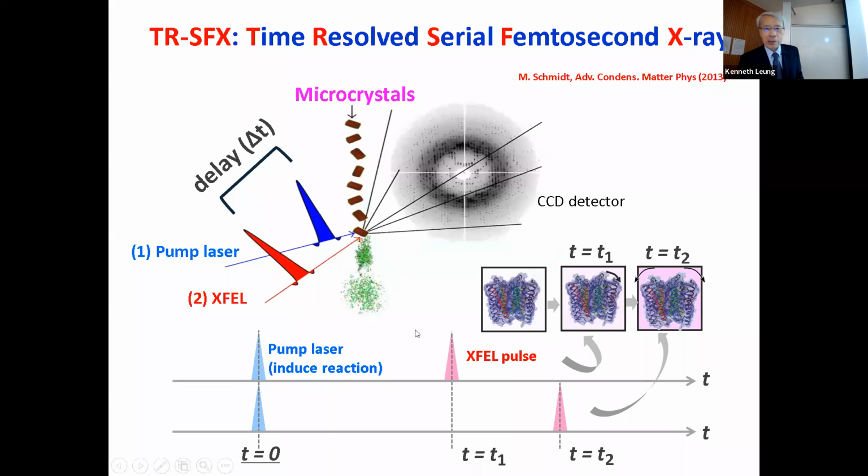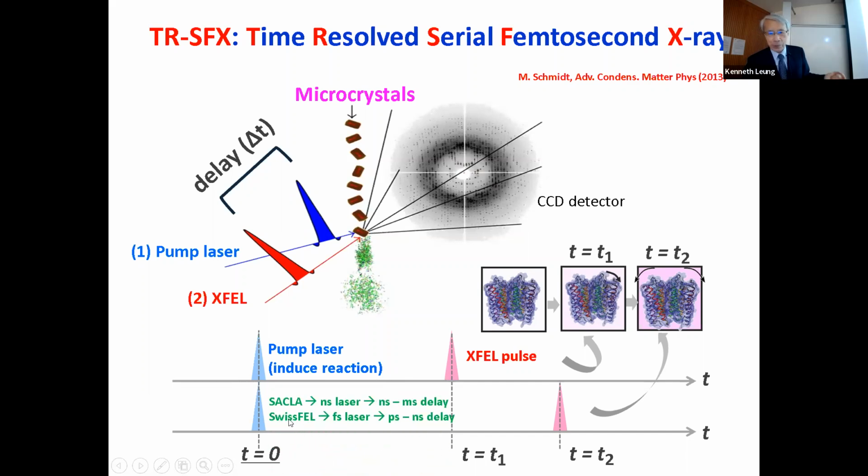So there are actually 2 different lasers. One is called the pump laser, which, for example, in this case is the blue light that you hit the sample with to induce the reaction. Then after a delay of time, you shoot the X-ray laser and then collect data. And you could change the time T1, T2, and because the pump laser is only 10 femtoseconds, you could have a femtosecond resolution.